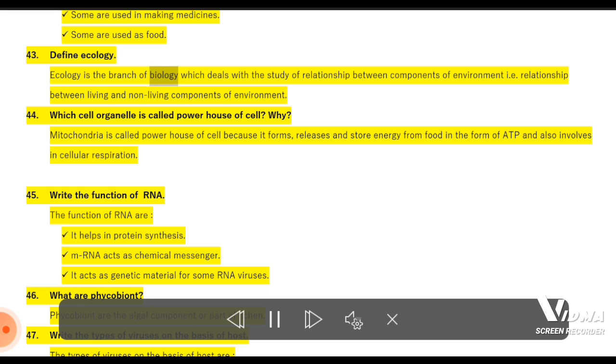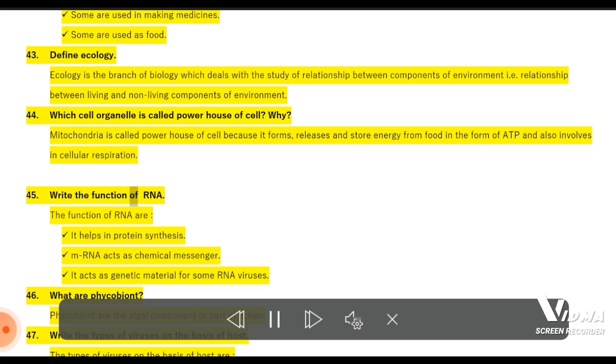Ecology is the branch of biology which deals with the study of relationship between components of environment, i.e., relationship between living and non-living components of environment. 44. Which cell organelle is called powerhouse of cell? Why? Mitochondria is called powerhouse of cell because it forms, releases and stores energy from food in the form of ATP and also involves in cellular respiration.